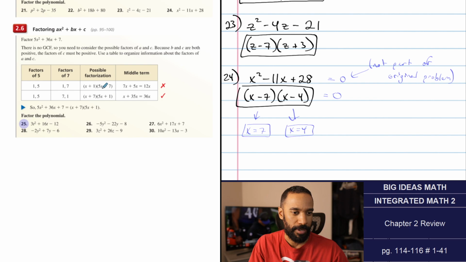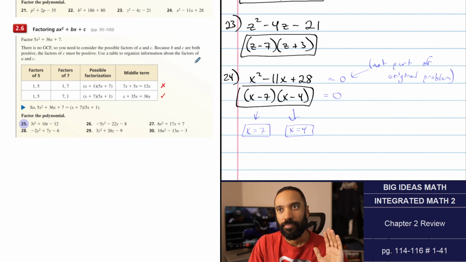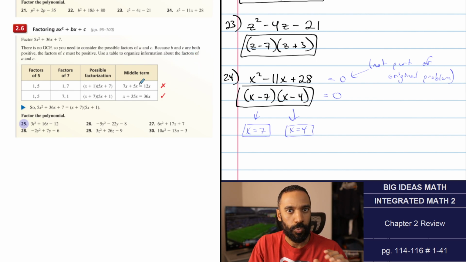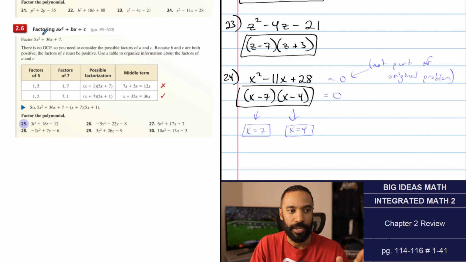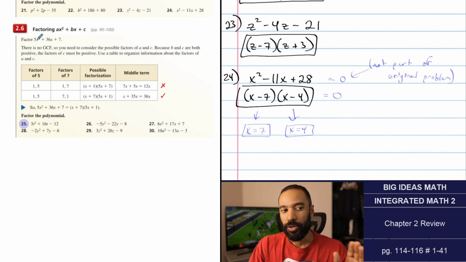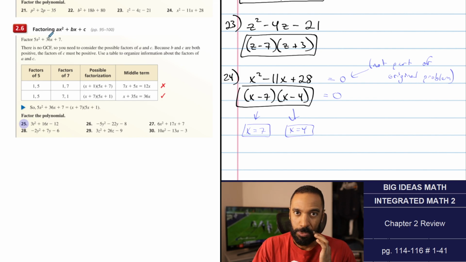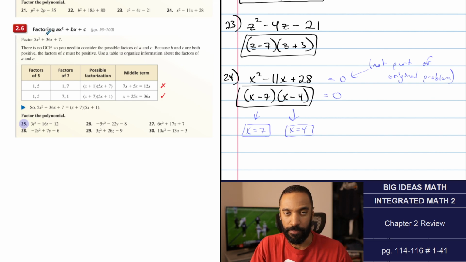And they also write them in a different order than I do. But testing your numbers to see which ones, when you FOIL it out, when you multiply this whole thing out, actually give you the middle term that you're looking for. Case in point, factoring 5x squared plus 36x plus 7. This is no longer an x squared, so I'm not trying to find what 2 numbers multiply to 7 and add to 36, because that's not the result that gets me the factorization.